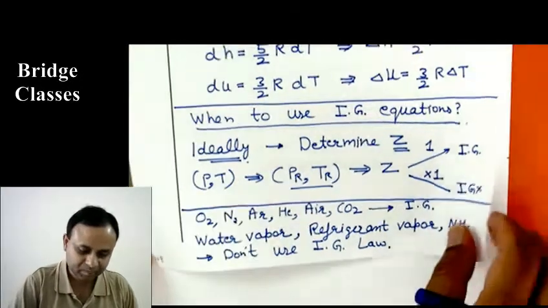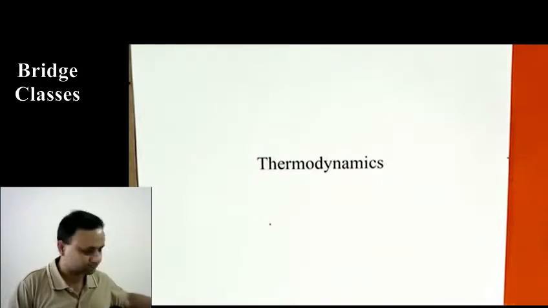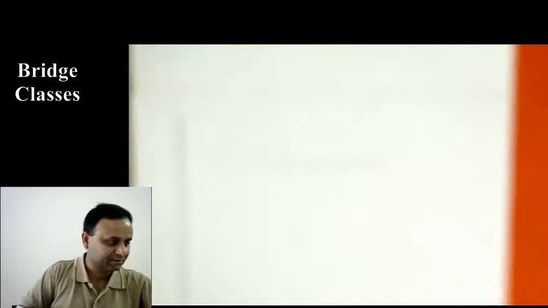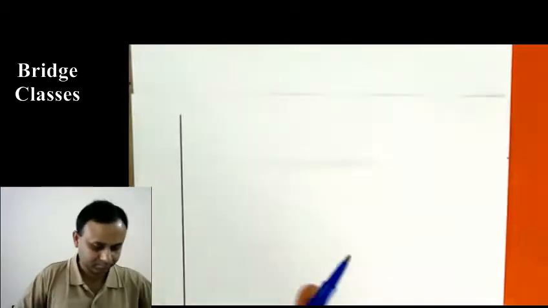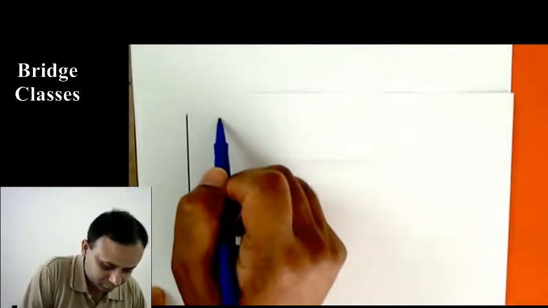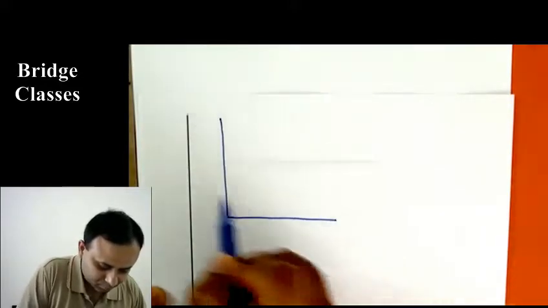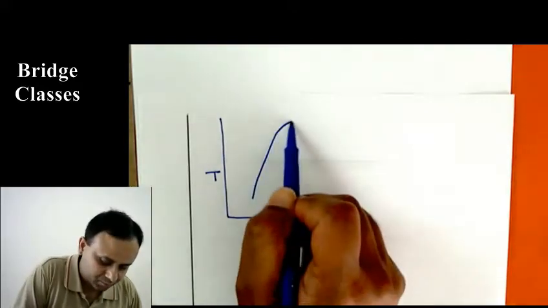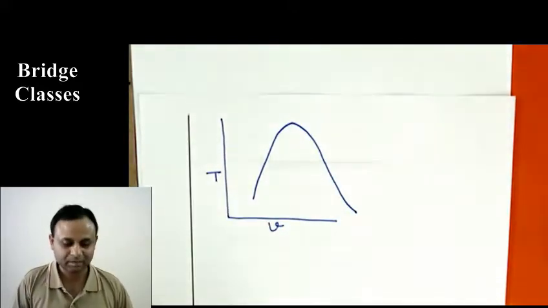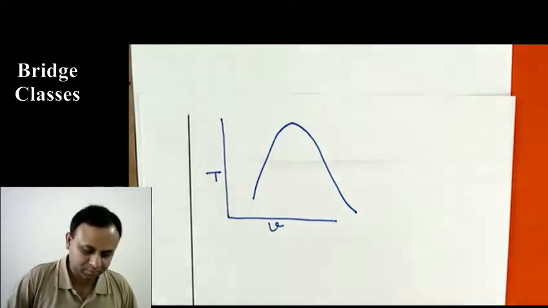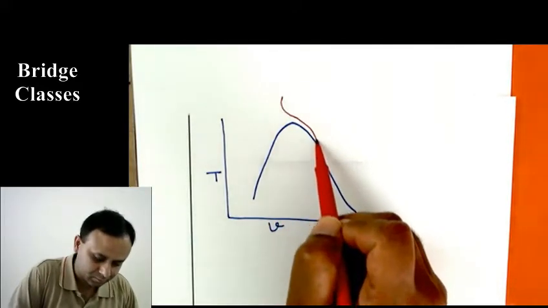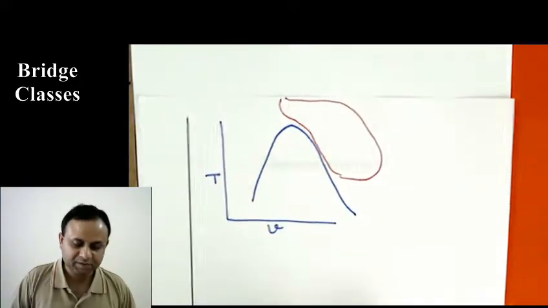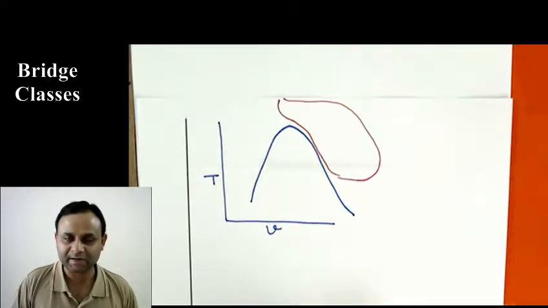And it turns out that on the temperature volume diagram, this is the vapor dome. Actually, this is the region in which you get maximum error by using ideal gas law.